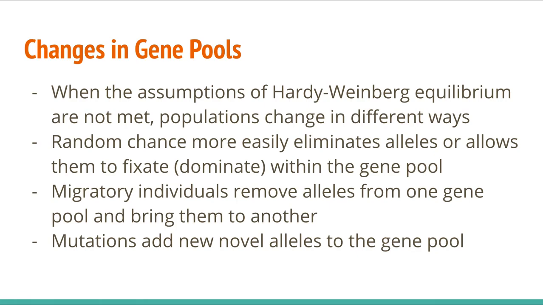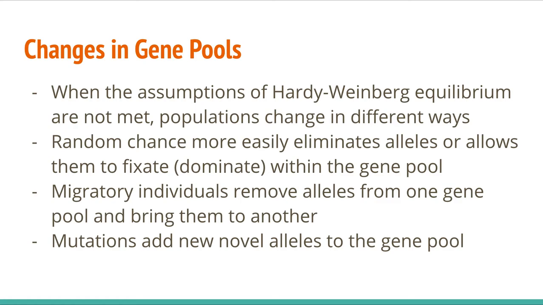Today we're talking about what happens when we violate the assumptions of Hardy-Weinberg equilibrium. So, if the assumptions of Hardy-Weinberg equilibrium are not being met, populations will change in different ways. Sometimes this just means that the core math of Hardy-Weinberg equilibrium doesn't work the way we would like it to. Other times it is a clear indication that a population is evolving, and this is really on a case-by-case basis. You have to observe the specific population in greater depth to figure out exactly what's going on.